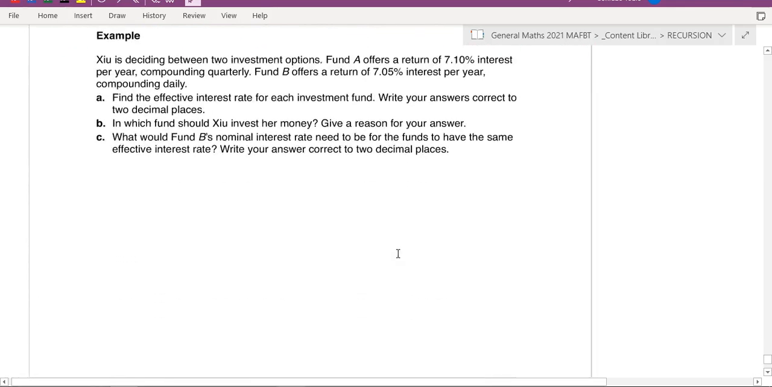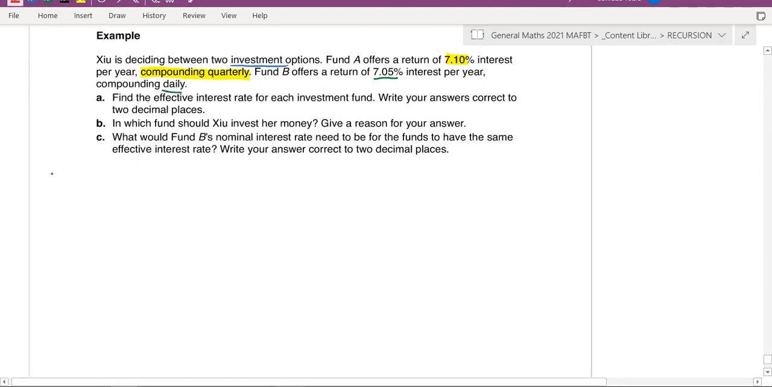Okay, let's do another example. Xu is deciding between 2 investment options. Now, if you're investing, that means you want to go with the bigger interest, because you want more money to go to you. Fund A has 7.10% interest per year, and it's compounding quarterly. But Fund B offers 7.05% per year, compounding daily.